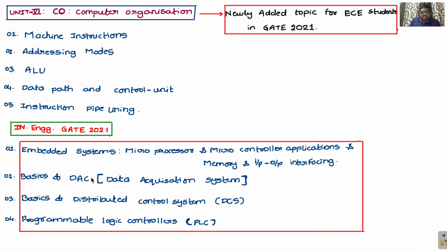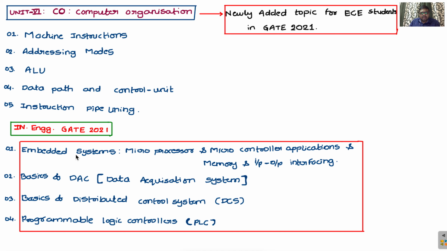Earlier, the ECE and instrumentation streams had the same syllabus, but this time they are adding these four topics in instrumentation engineering. These four topics are not included in ECE, and the CO portion is not included in instrumentation, right? So certain topics are altered from one stream to another. So this is the digital electronics syllabus, complete 6 units.